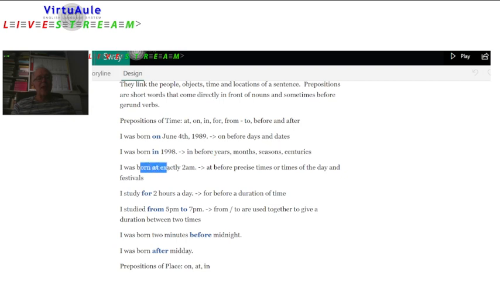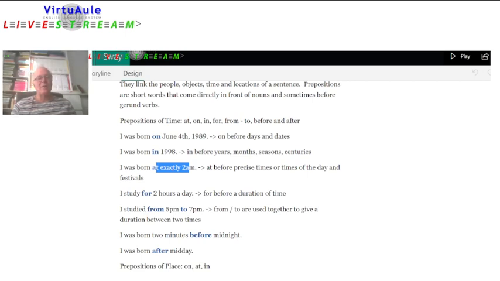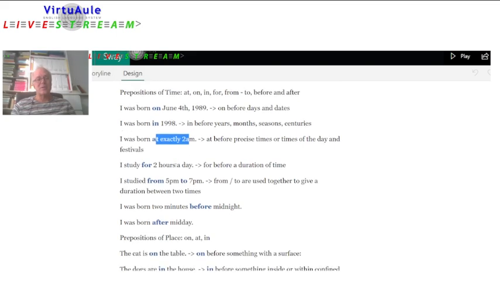I was born at exactly 2 a.m. At is before precise times or times of the day and festivals. At exactly 2 a.m. At 4 o'clock. Times of the day, 4 o'clock a.m. And festival, at Christmas. We can meet at Christmas.